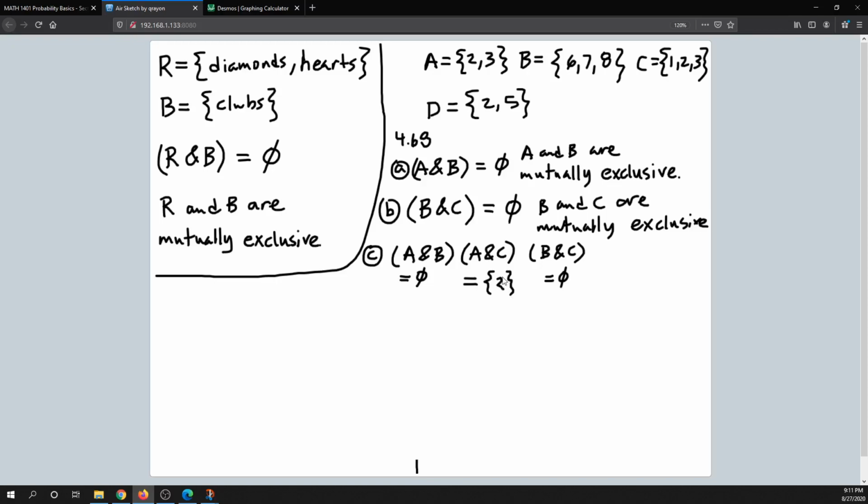Because this one is not the empty set, we would say that A, B, and C are not mutually exclusive.